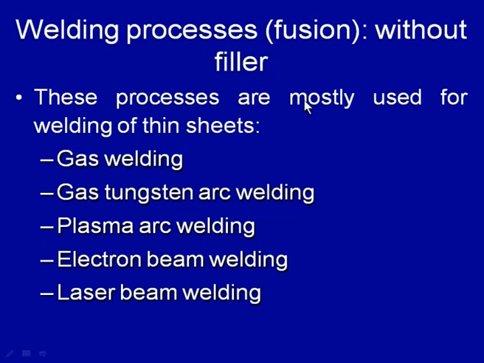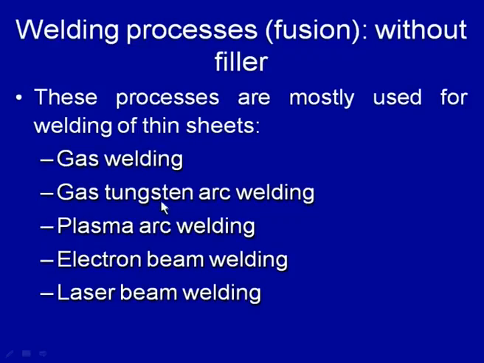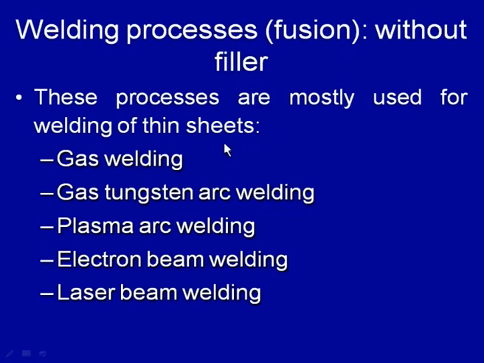These processes are mainly gas welding, gas tungsten arc welding, plasma arc welding, electron beam welding, and laser beam welding. These processes are basically different in the way by which heat is generated, because in the gas welding the source of the heat is different, but in all these cases, when welding thin sheets, the filler material is normally not used.